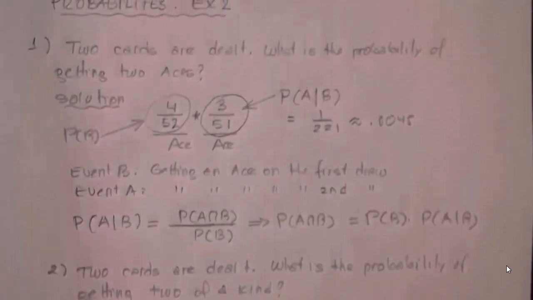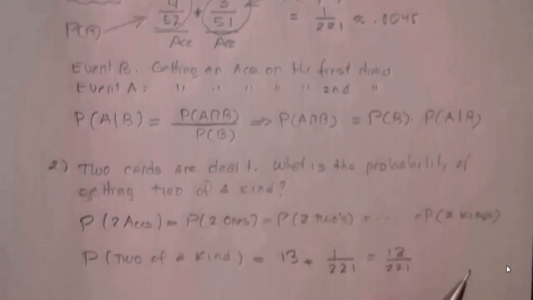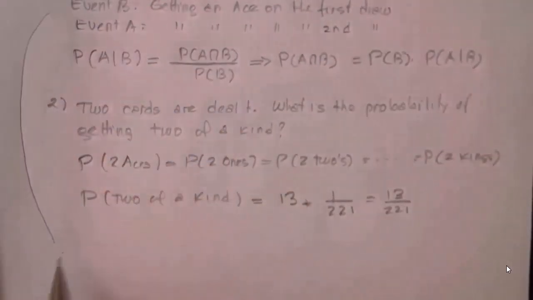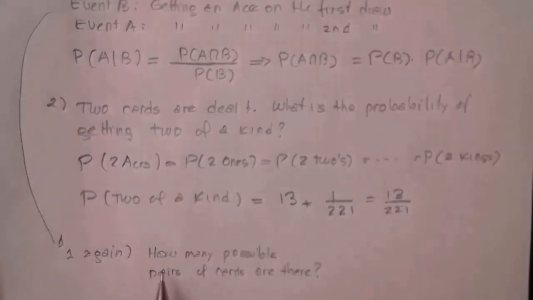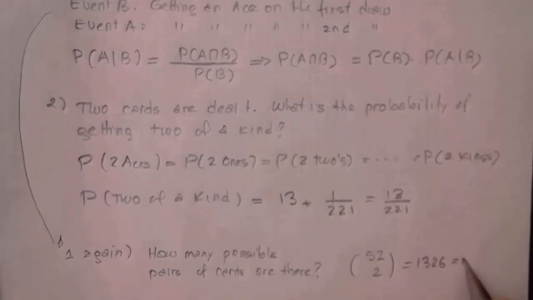I said at the beginning of this video that I could show you a couple of ways of doing this, and then I forgot to show you a second way. So let me do it now. The second way of doing problem number one is like this. How many possible pairs of cards are there without paying attention to whether they are aces or not? Well, we have 52 cards in the deck, and we want two only. So how many pairs of cards are possible from 52? Combinations of 52 taken two at a time, 52 choose two, which is 1,326, and that is the number of elements in the sample space. That is the number of pairs of cards without paying attention to what cards they are.